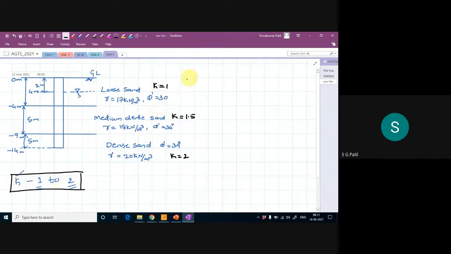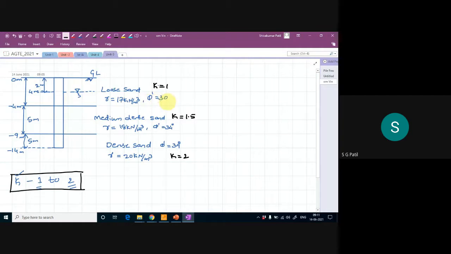Okay, then what else do we need? We need delta also, no? Because to calculate the skin friction, I need a delta value. For this loose sand, according to IS 2911, you can take delta equal to 35 value.